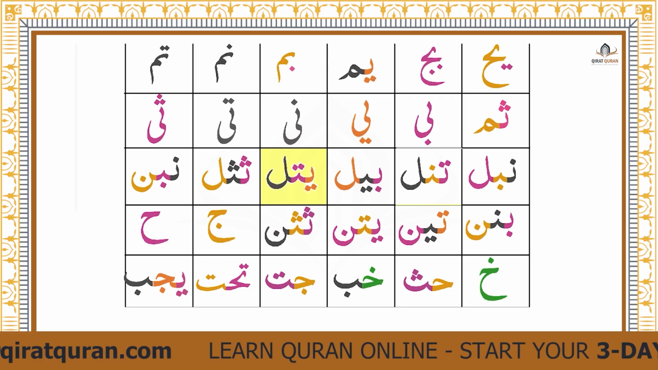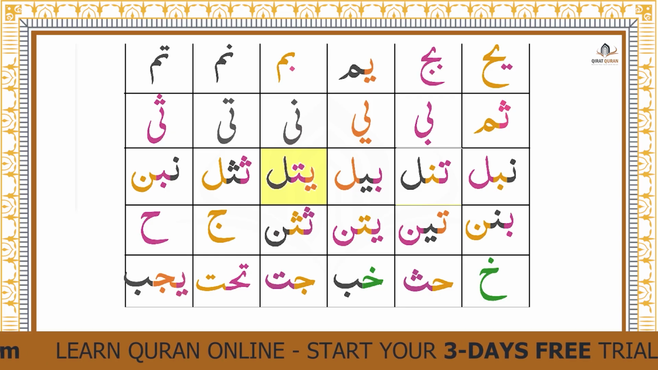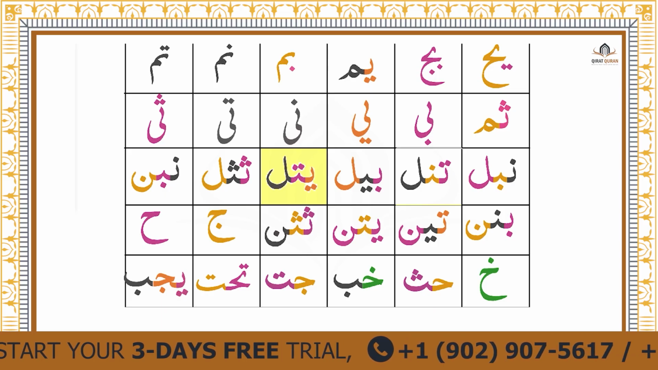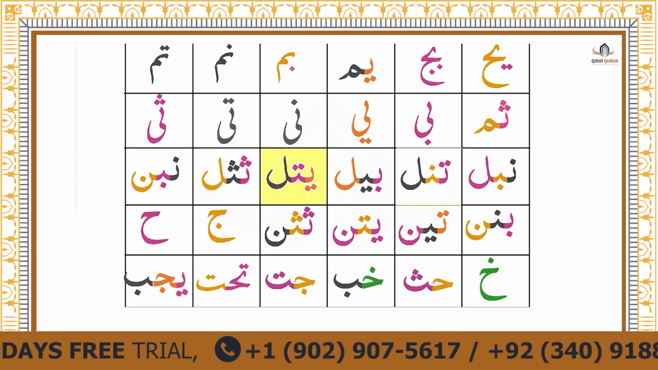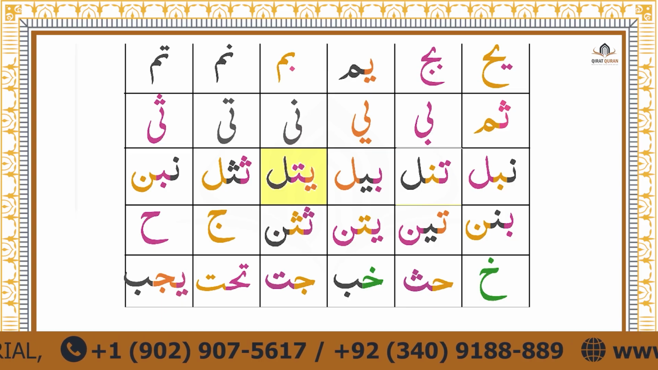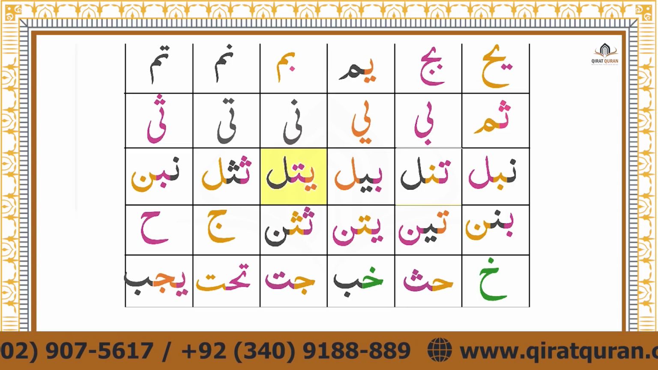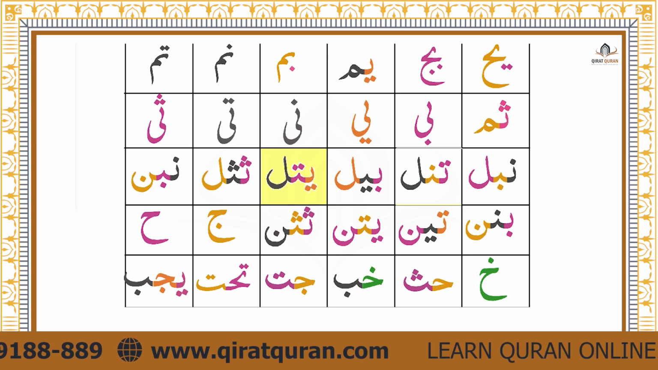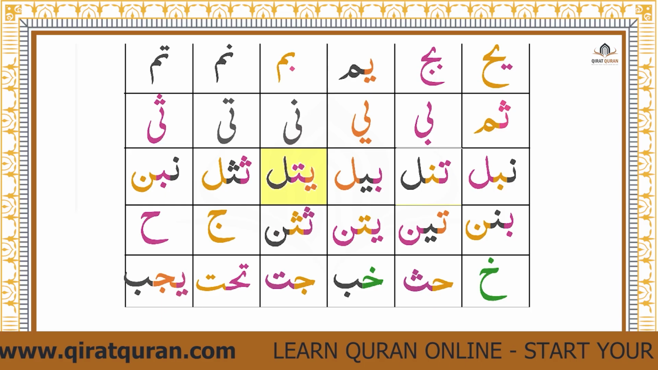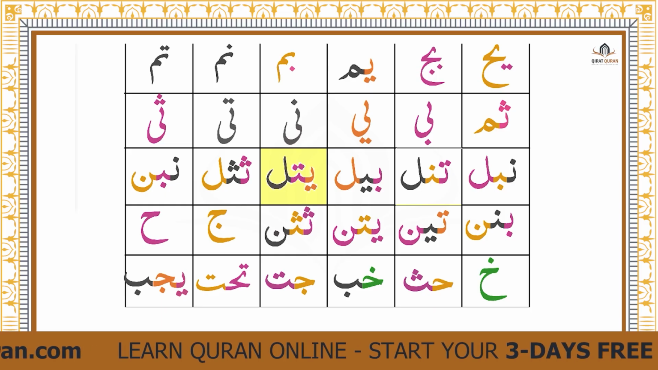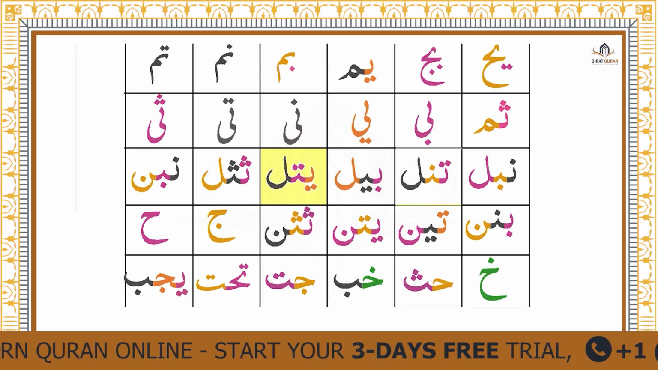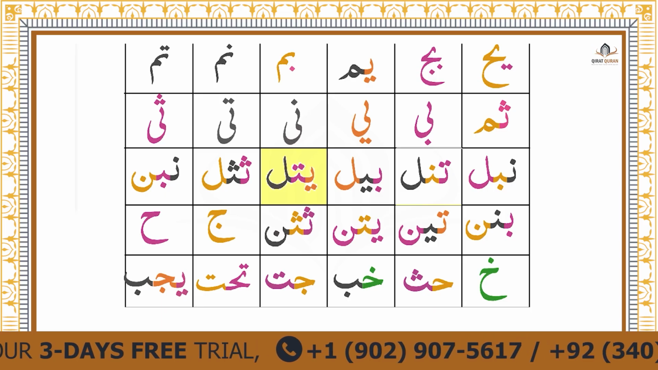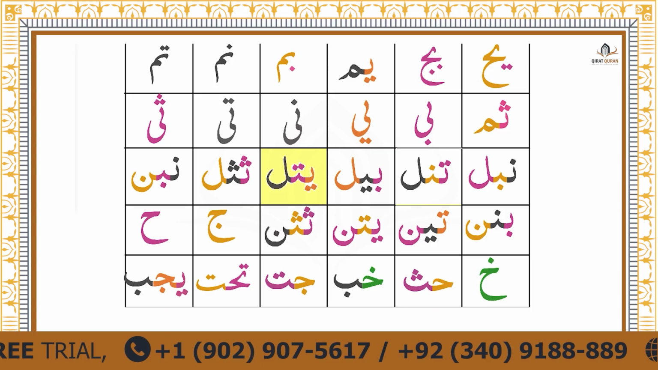Next three letters, first one having two dots at the bottom, and we know that a letter having two dots at the bottom is Ya. So the first one is Ya. Then the second one having two dots at the top, and we know that when a letter has two dots at the top it is Ta, and the third one is Lam. Ya, Ta, Lam.